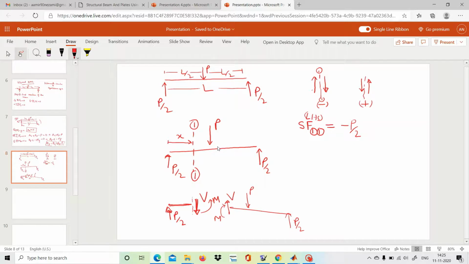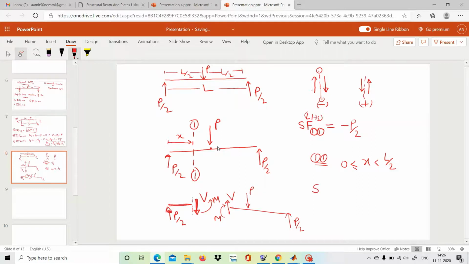And what would be the section length? So for this section 1 1, x varies from 0 up to this point, which is L by 2, 0 to L by 2. The section will vary.